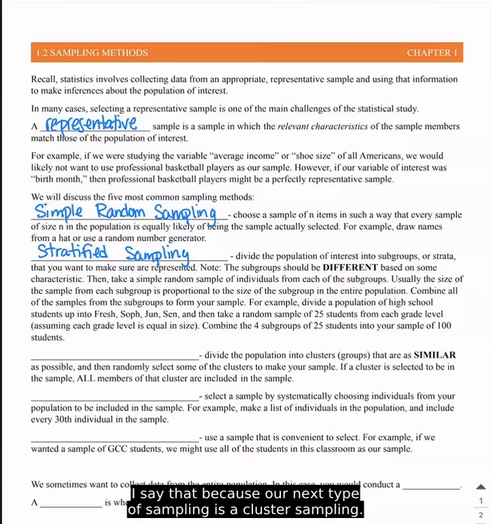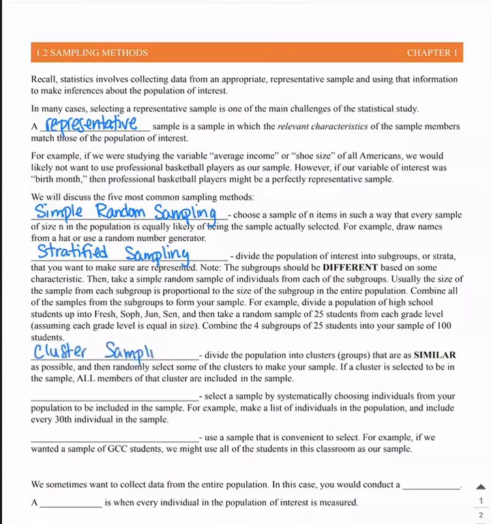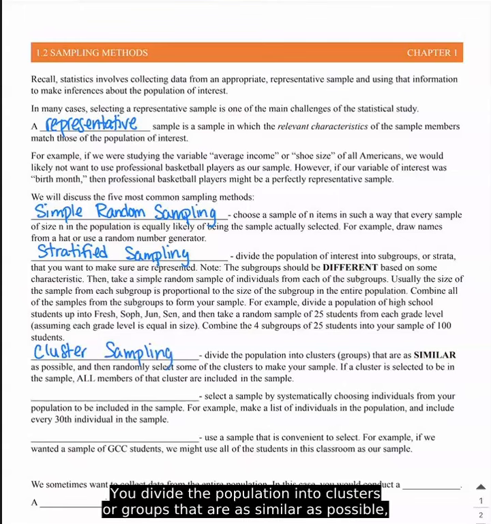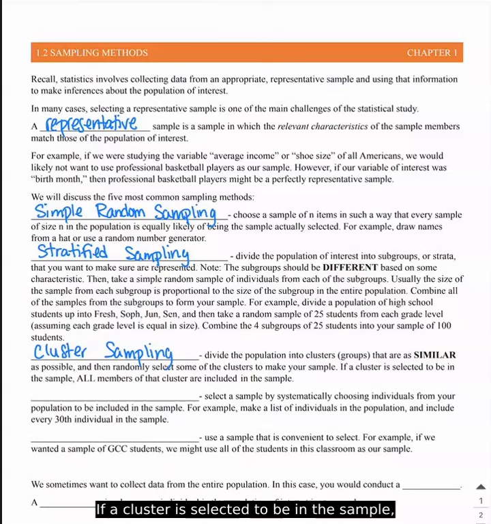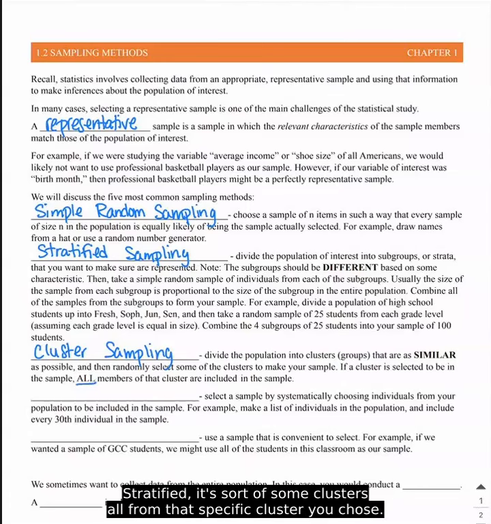And I say that because our next type is cluster sampling, and it looks similar to stratified sampling, but there is a little bit of difference. So in cluster sampling, you divide the population into clusters or groups that are as similar as possible, and then randomly select some of the clusters to make your sample. If a cluster is selected to be in the sample, all members of that cluster are included in the sample. So that's a really big difference. Stratified is some from each group; cluster is all from the specific clusters you chose.